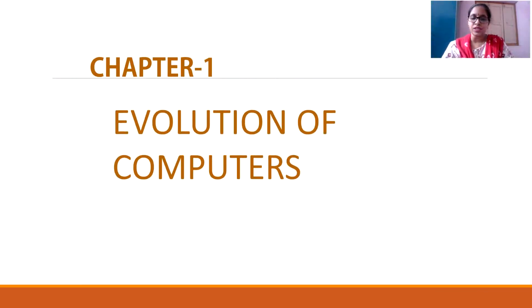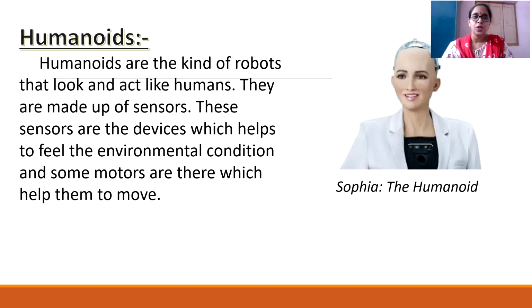So, our first chapter is evolution of computers. Humanoids are the kind of robots that look and act like humans. They are made up of sensors. These sensors are the devices which help to feel the environmental condition, and some motors are there which help them to move.